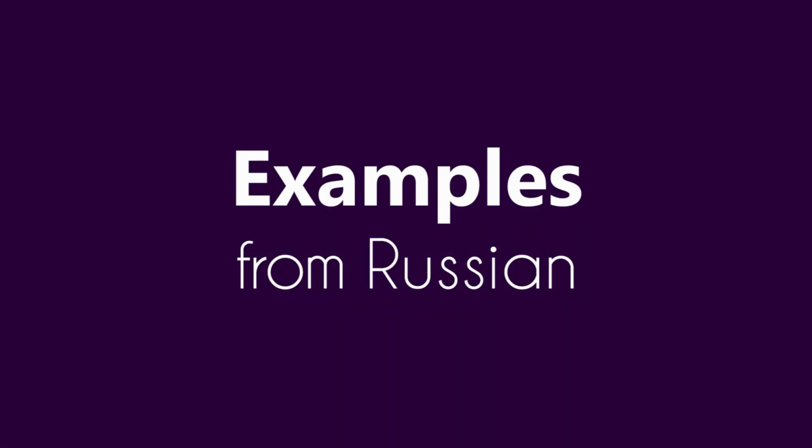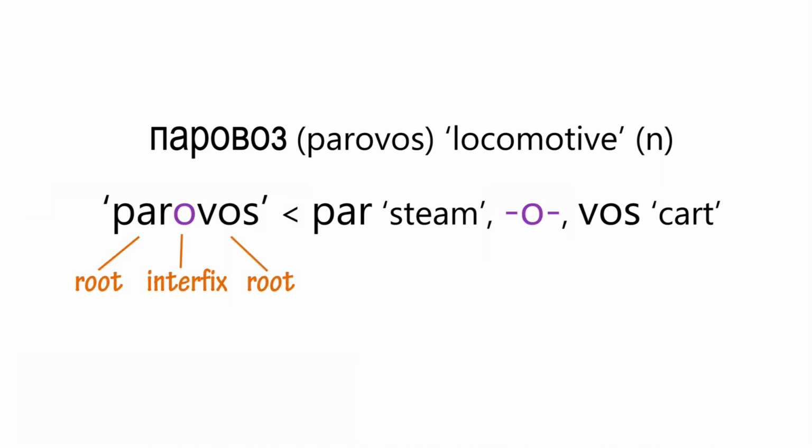Another language with a different alphabet, the word for locomotive in Russian becomes parovoz. So it comes from par means steam, and then voz means cart. So it means steam cart. So it should become parvoz, but there is an O here, parovoz.